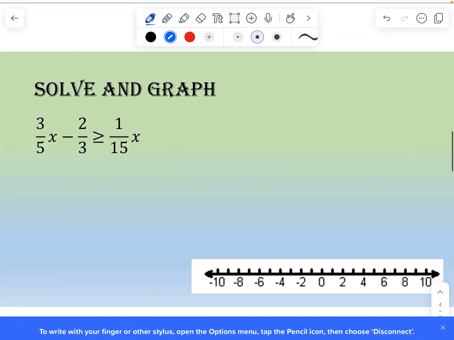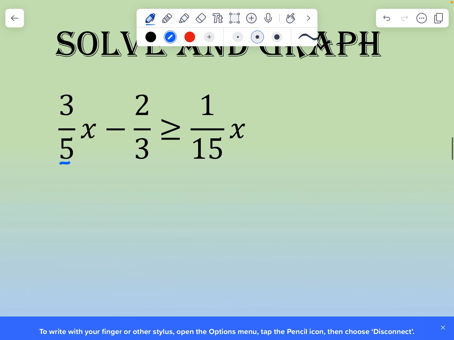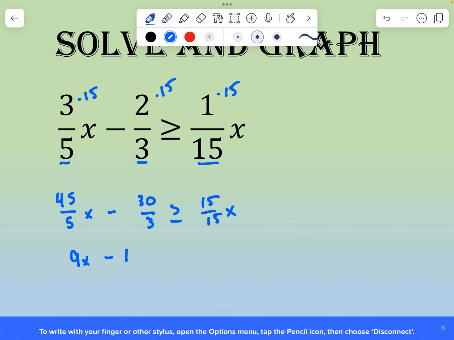Let's go to clearing fractions like we did in Unit 1. So again, remember, we're going to look at the denominators first: 5, 3, and 15. We're going to multiply by at least the biggest number of those, if not bigger. So we're going to start with 15. 15 does cancel 5 and 3. So we're going to multiply the tops by 15. So you get 45 divided by 5x minus 30 divided by 3 is greater than or equal to 15 divided by 15x. So I'll be left with 9x minus 10 is greater than or equal to 1x.